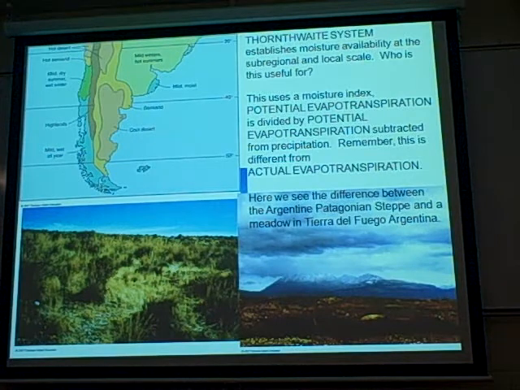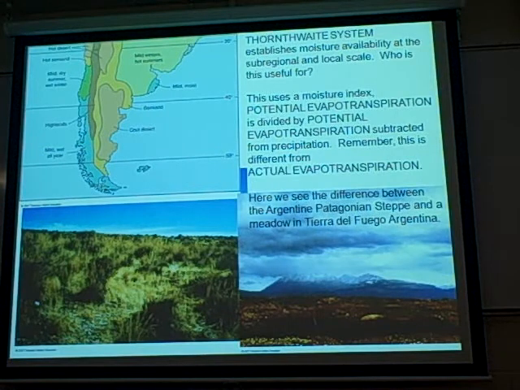So the Thornthwaite system uses potential evapotranspiration. It also uses actual evapotranspiration, right? And so before, when we looked at potential evapotranspiration, Arizona and Florida looked a lot alike, although we know on the ground they're quite different.